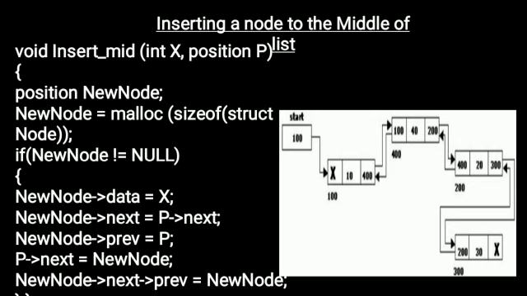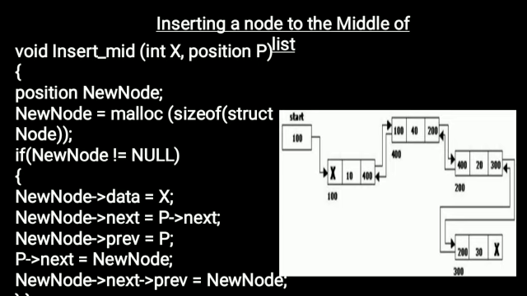Then the normal procedure, first we declare the position of the new node and also allocate memory for the new node. If memory is enough, we insert the new node by using 5 steps. First, we store the input x value to the data part of the new node. Next, we change the next of P value, that is the next of the input position, to the next of new node.